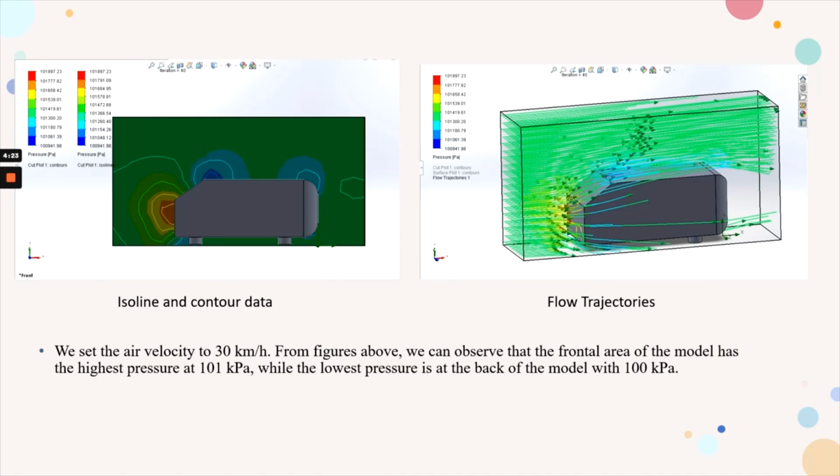So we set the initial air velocity, which is 30 km per hour. And from the figures, we can observe that the highest pressure is 101 kilopascal, and the lowest pressure, at the back of the model, you can see is 100 kilopascal. That's all from me. Thank you.